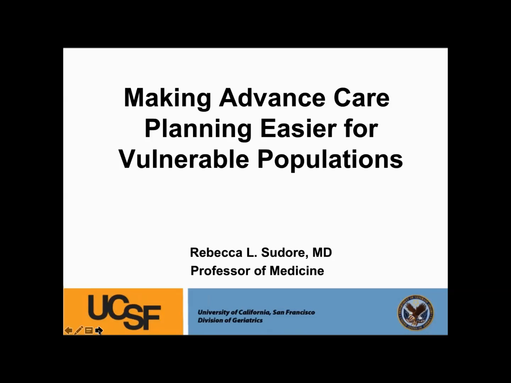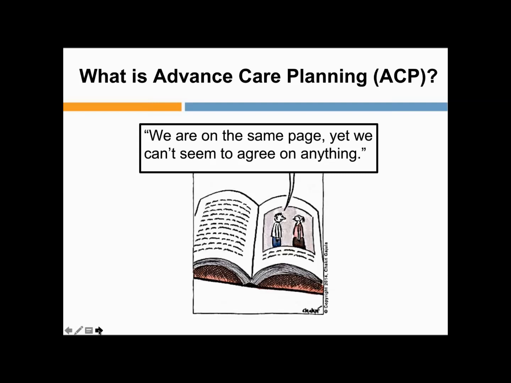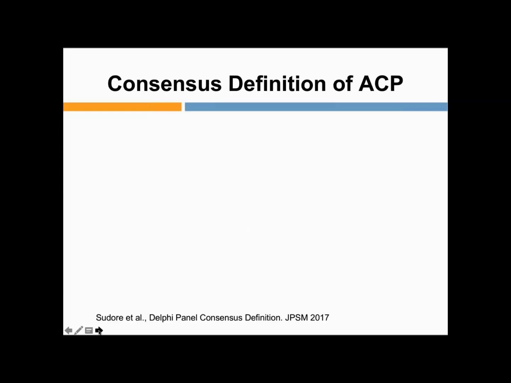So yes, we're going to be talking about making advanced care planning easier for vulnerable populations, including those with cognitive impairment. And when I give these talks, I like to start out by getting us all on the same page about what advanced care planning is. This cartoon says we're on the same page, yet we can't seem to agree on anything. And I bring that up because our team actually published a consensus definition of advanced care planning where we got 50 experts from around the world to come and talk about a definition. And I can tell you they had a hard time coming up with a consensus definition.